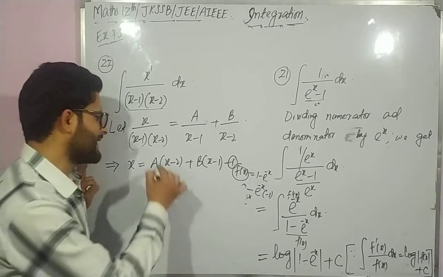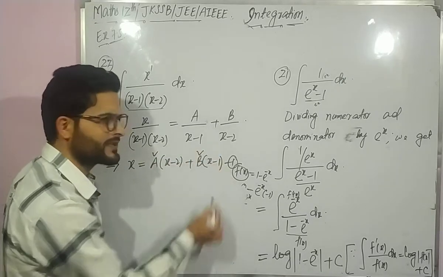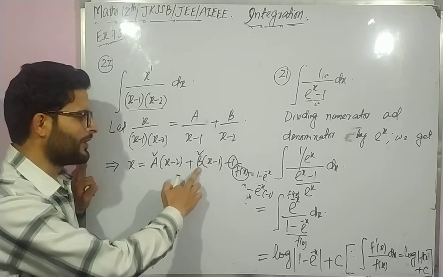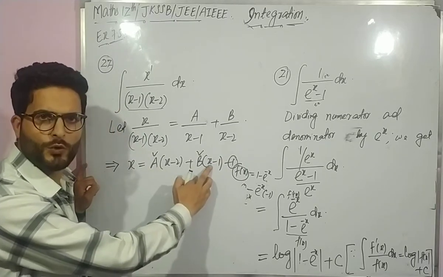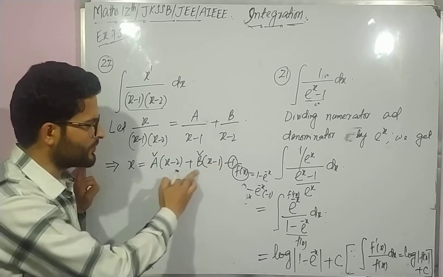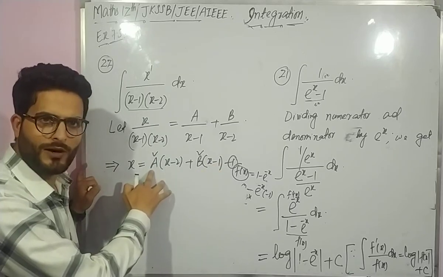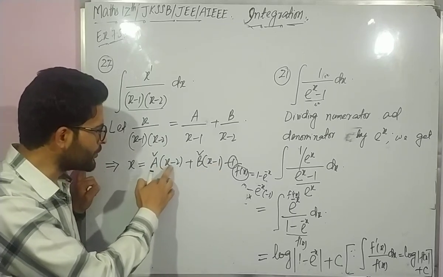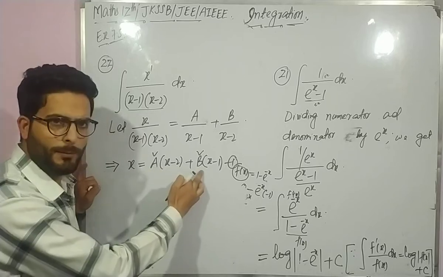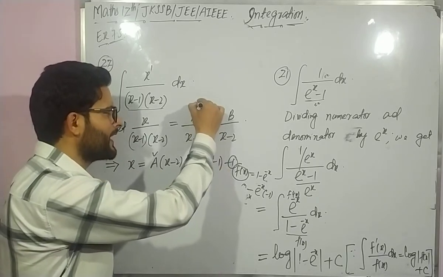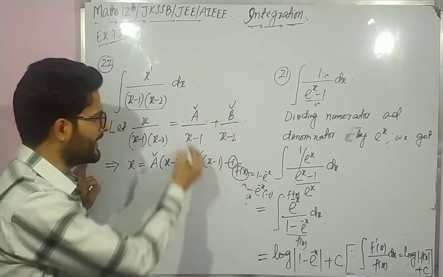So obviously you have to find the value of constant a and constant b. You can find the value of constant a by putting x equal to 1, because 1 minus 1 is 0, so this term will get eliminated and you can get the value of a. And put x equal to 2, 2 minus 2 is 0, and you will get the value of b. Substitute the value of a here, substitute the value of b here.